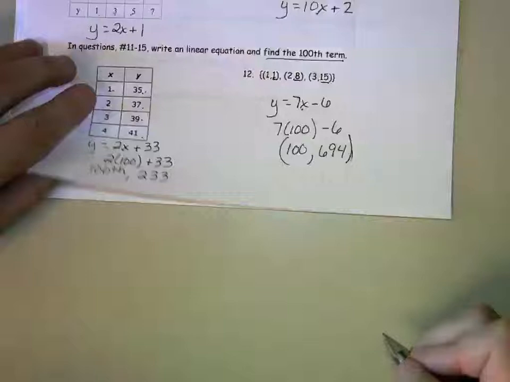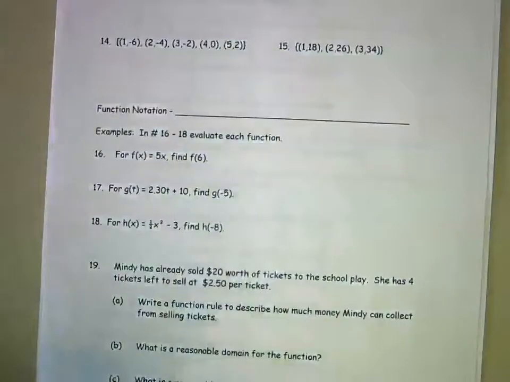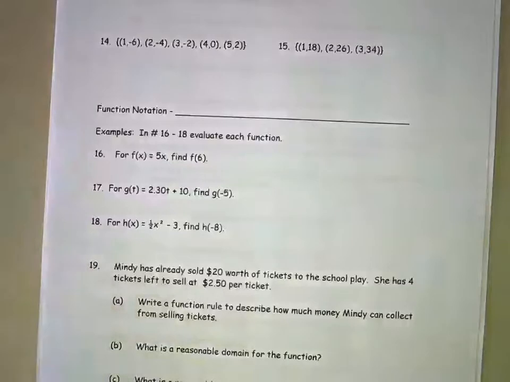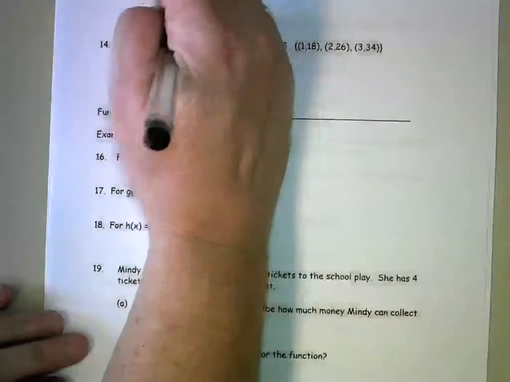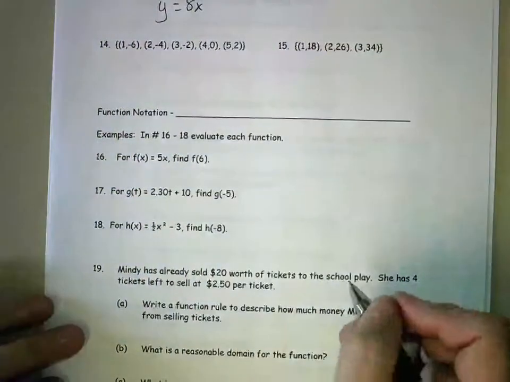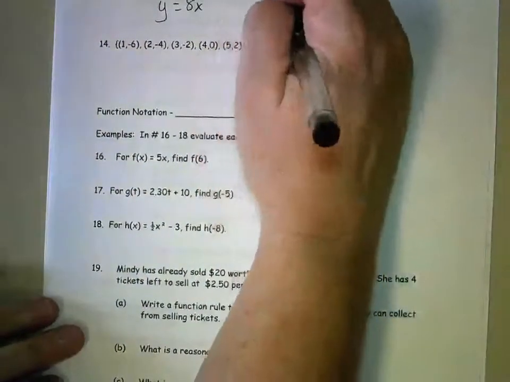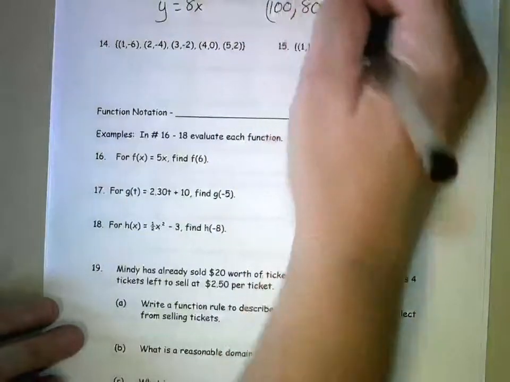Number 13, Billy makes $8 an hour working at Subway. So that would be y equals 8x. And the 100th term, 8 times 100 would be 800.